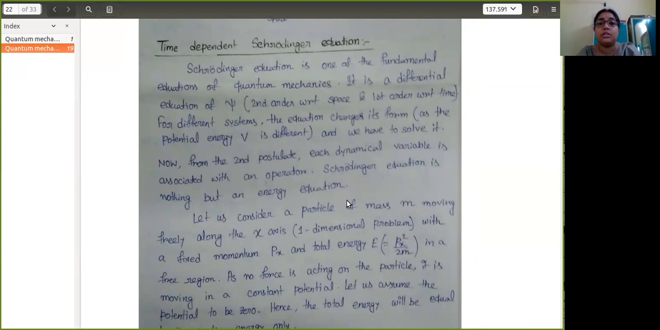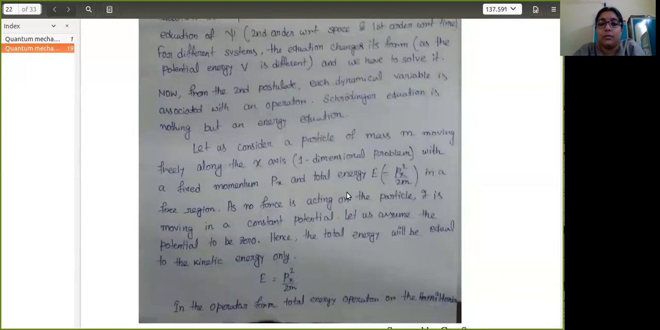Now the Schrodinger equation is one of the fundamental equations of quantum mechanics. It is basically nothing but an energy equation, and we are going to first know the operators and then we will form the time dependent Schrodinger equation. Now from the second postulate, each dynamical variable is associated with some operator. So let us check what the operators are.